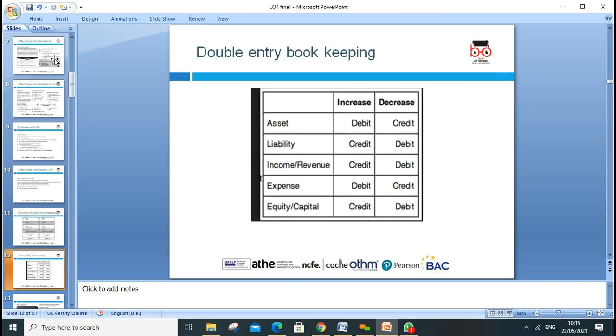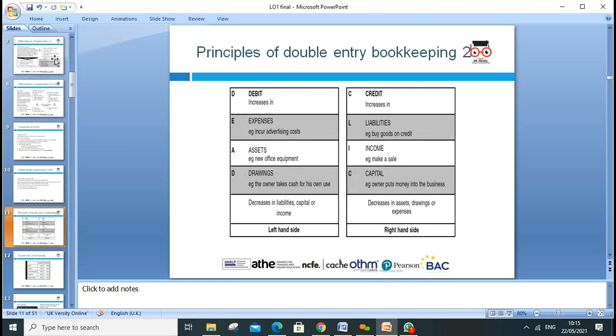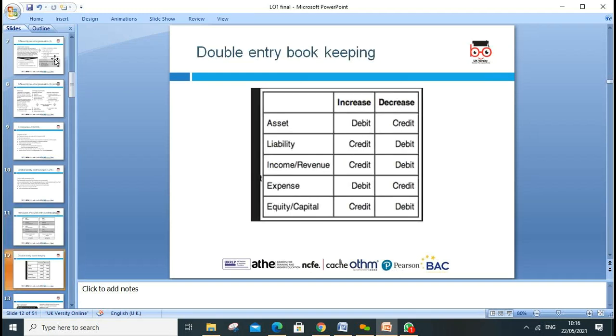When an asset increases, we debit. When an asset decreases, we credit. So remember: expenses, assets and drawings go on the debit side. Liability, income and capital go on the credit side when they increase. When they decrease, it will be the opposite. For asset increase, debit; asset decrease, credit. So these are all the rules we need to follow when we do double entry bookkeeping.